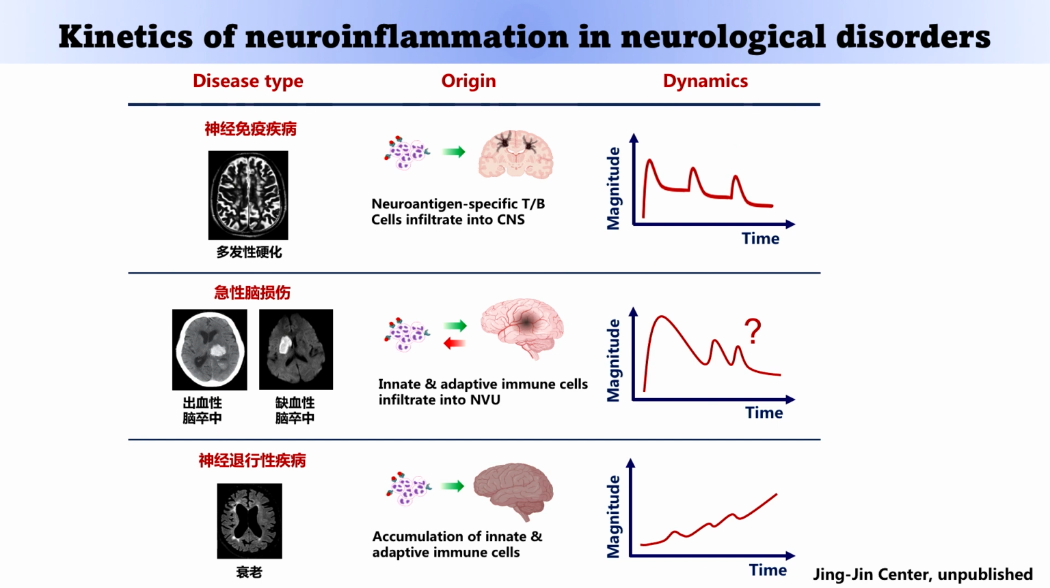Cells homing to the brain, and over the time, the magnitude of inflammation will tune down, then the neurodegeneration process will kick in. So this is what we currently hold in the field of MS.